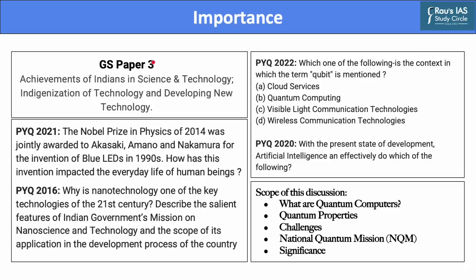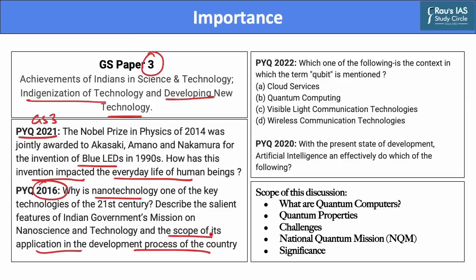Now, UPSC in GS Paper 3 asks about indigenization of technology and developing new technologies. In this perspective, let us look at the PYQ of the year 2021 in GS Paper 3, where a question appeared on blue LEDs and the impact of this invention on the everyday life of a human being. Similarly, in the year 2016, a question appeared on nanotechnology and the scope of its application in the development process of the country. While in the prelims, in the year 2022, a question was asked on quantum computing. While in the year 2020, a similar question but on artificial intelligence appeared.